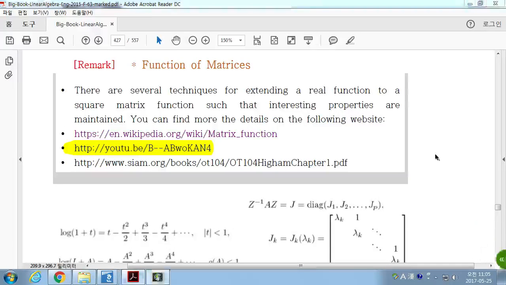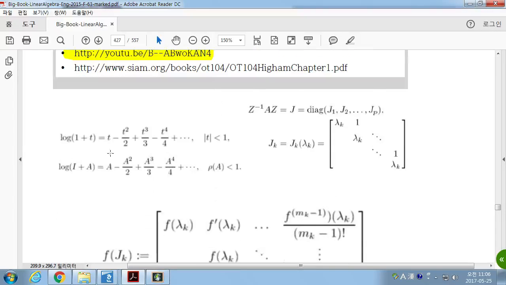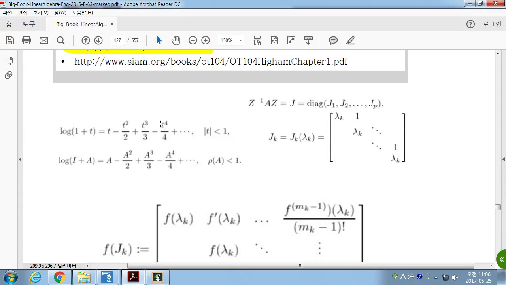If you can find the orthogonal matrix that orthogonally diagonalizes the given matrix A, then you can define a matrix function. Like this, you have learned Taylor expansions from the calculus class. You had only one variable like this. But this can be extended to a matrix function like this, log of the identity matrix plus the matrix A, in a similar way.